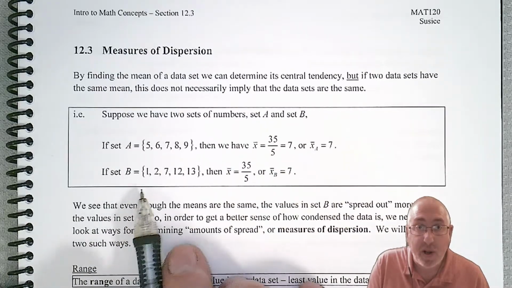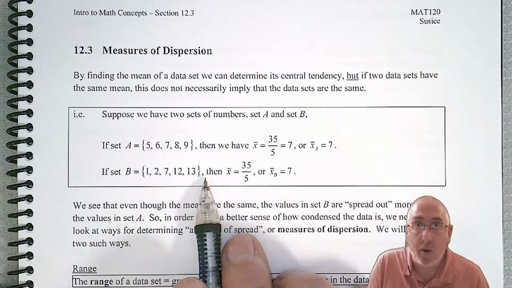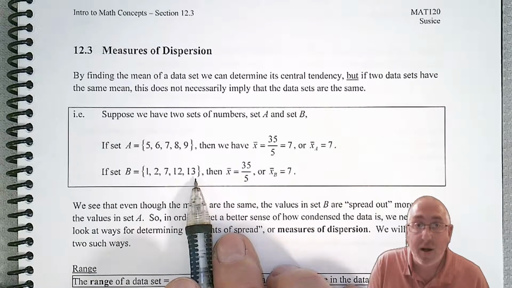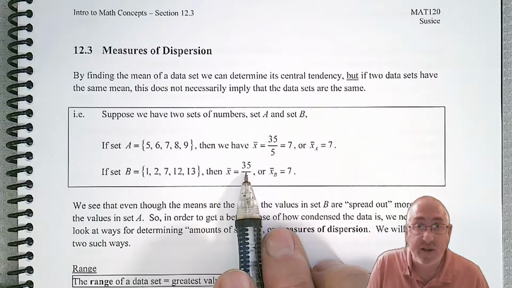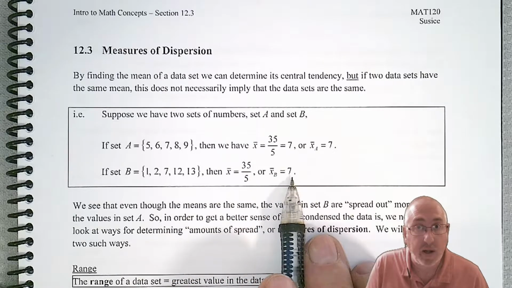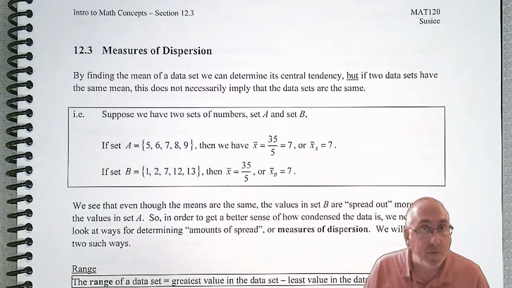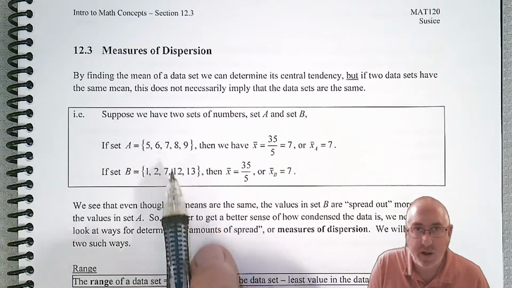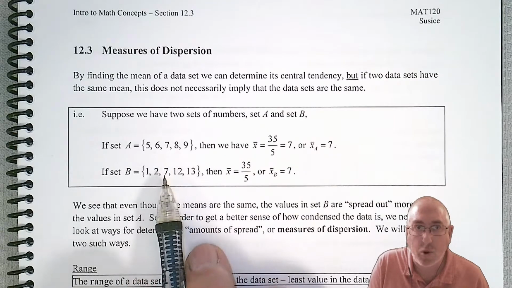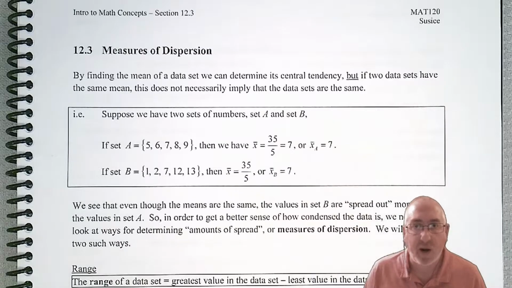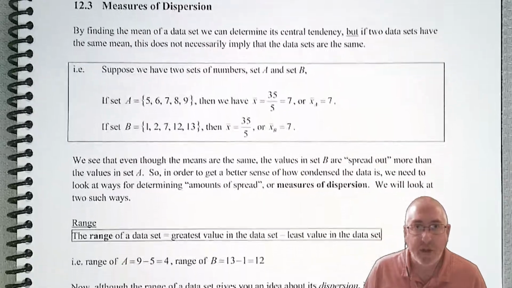If we look at set B, we can see that it is spread out a little bit more. Our starting point is 1, and then we end all the way at 13. Still have 5 numbers, and they still add up to 35, so their mean is also 7. So the means are the same, but we have two distinctly different sets of data. One is definitely more spread out than the other. So how can we measure that? Well, we have a couple of ways to do that.